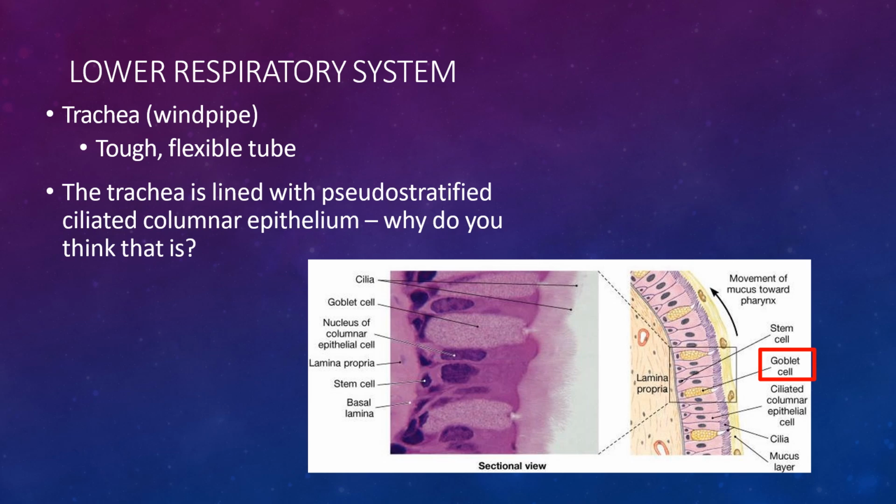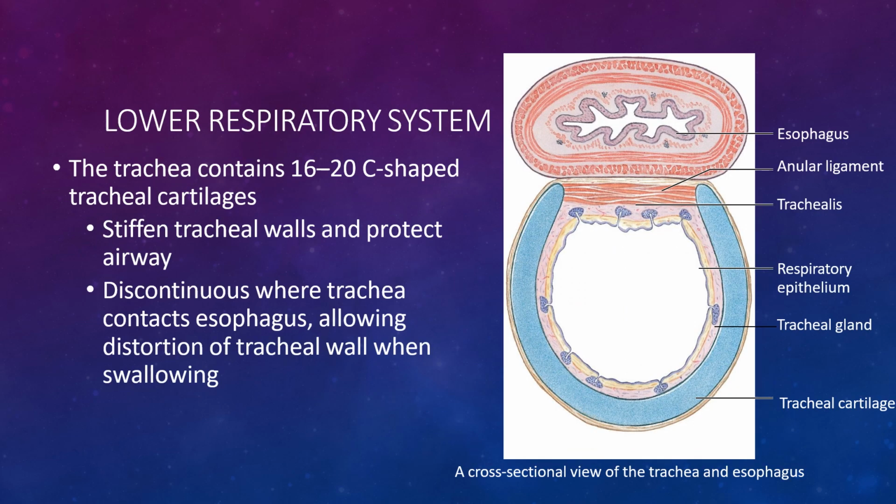This is a tough, flexible tube. The trachea is lined with pseudostratified ciliated epithelium. The trachea contains 16 to 20 tracheal cartilages. These separate tracheal walls protect the airway.